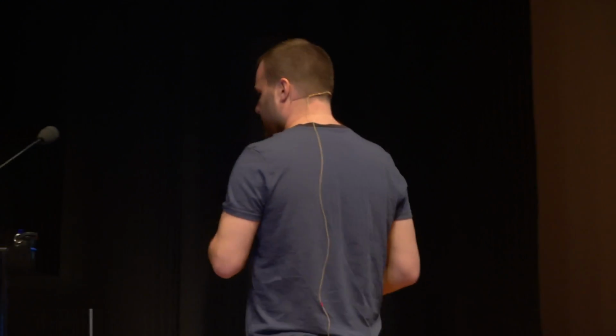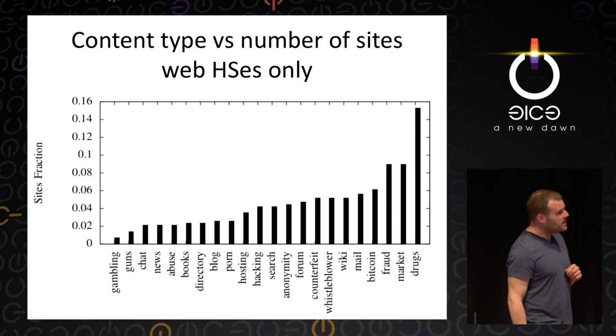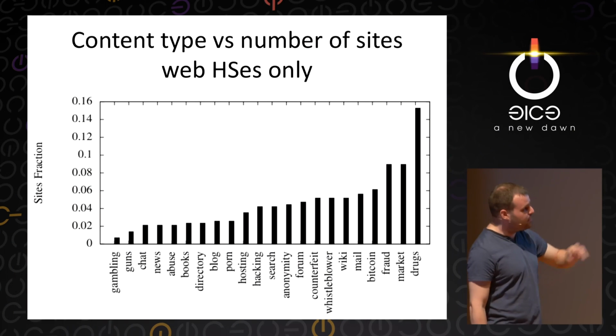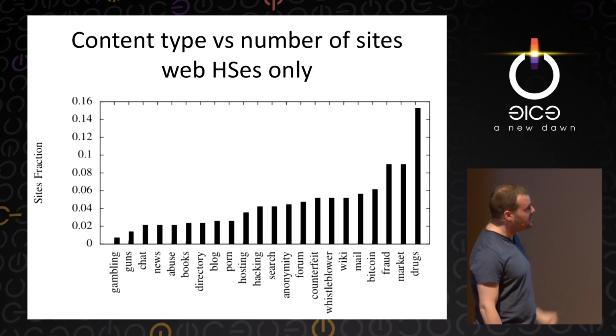Now, the next thing we wanted to do was to try and categorize sites. As I said earlier, we crawled all of the hidden services that we could, and we classified them into different categories based on the type of content on the hidden service site. The first graph I have is the number of sites in each of the categories. So you can see down the bottom here, we've got lots of different categories. We've got drugs, marketplaces, etc., etc., along the bottom.